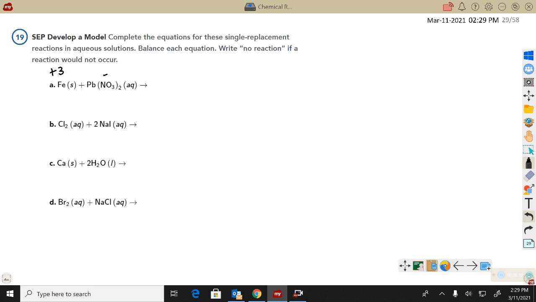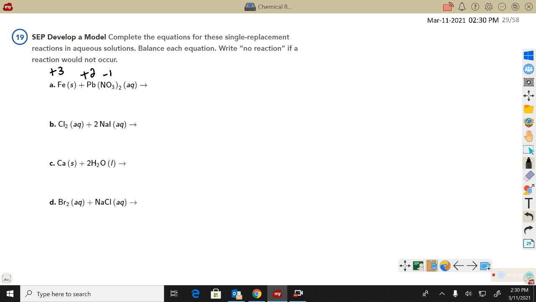That whole group is -1. So if there are two groups of nitrate that are each -1, that means the total negative charge is -2. Then since there's only one atom of lead, the lead must be +2. So that one I can kind of figure out. But the iron I would have to tell you. Let's use +3. It's probably its most common charge.